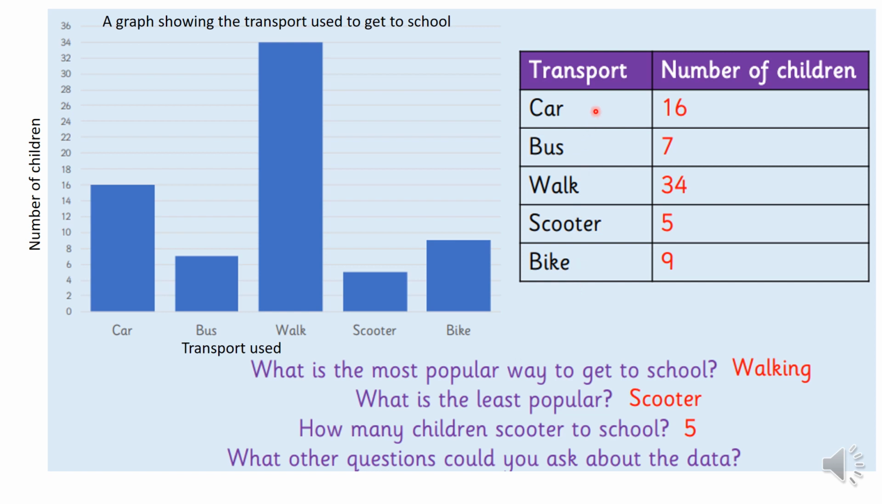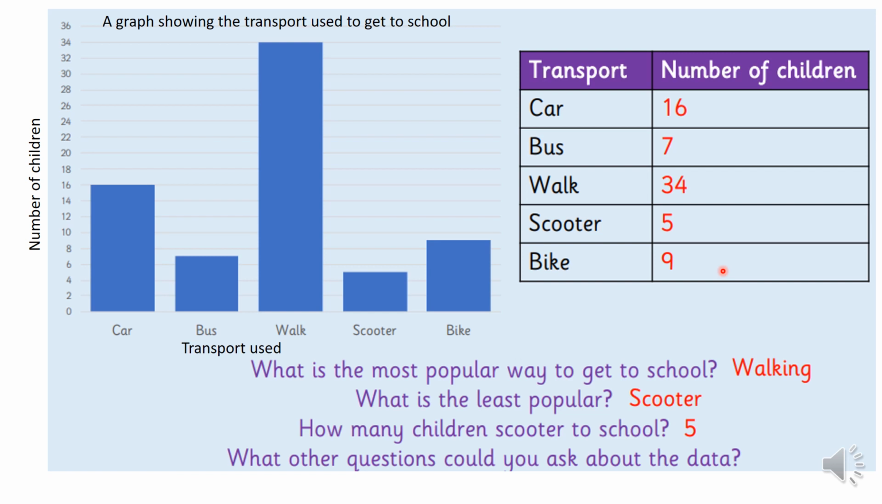Let's start at car. I go up and it's number 16 and I pop it in the table. I next look at bus. Bus is between 6 and 8 and therefore is the number 7. 7 goes in the table. I look at walk, look all the way up, 34. 34 goes in the table. Scooter is between 4 and 6 and therefore is 5. 5 goes in the table. And lastly, I'll look at bike. Bike is between 8 and 10 and therefore is the number 9.